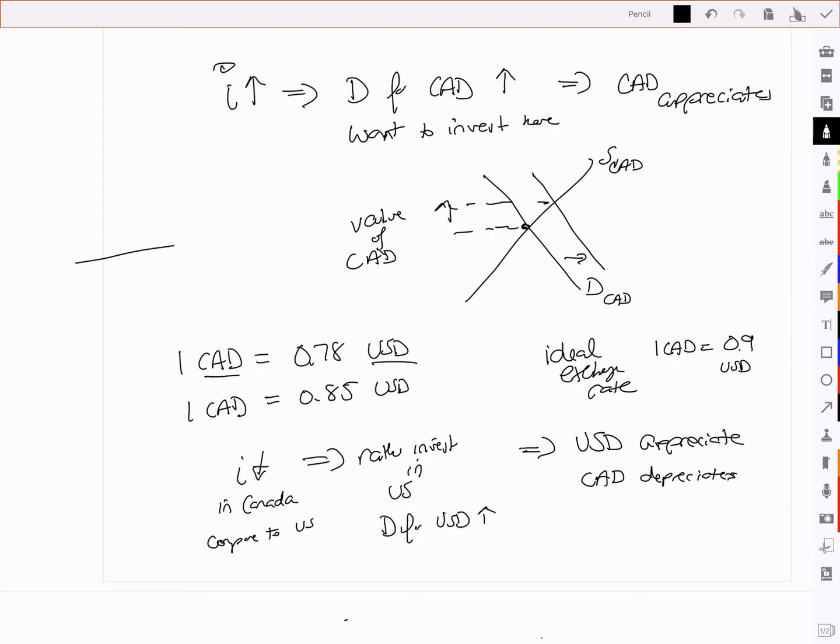For the last couple of years, we've been below that, and about 1 Canadian dollar equals 78 cents US is where we are now. A year or two ago, it was closer to 75 cents US. So it has increased a bit, and that's because we've raised interest rates over the last couple months.